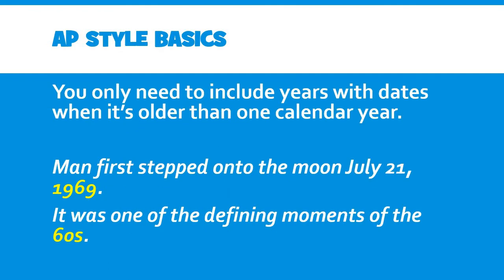Also in this term, if we're talking about years, you only really need to use years if we're writing outside of one calendar year forward or one calendar year backwards. And if we do that, we offset the year with a comma after the calendar date and month. So we would say, for example, man first stepped on the moon July 21st, 1969. If we're talking about just a decade on its own, though, it was one of the defining moments of the 60s, we would write 60S. Notice we're not treating it as a possessive. There is no apostrophe there.